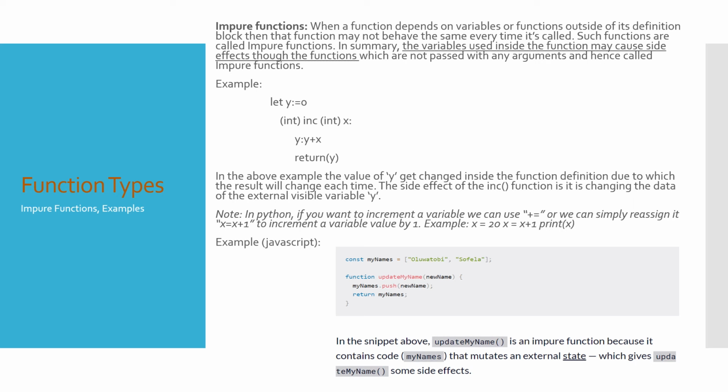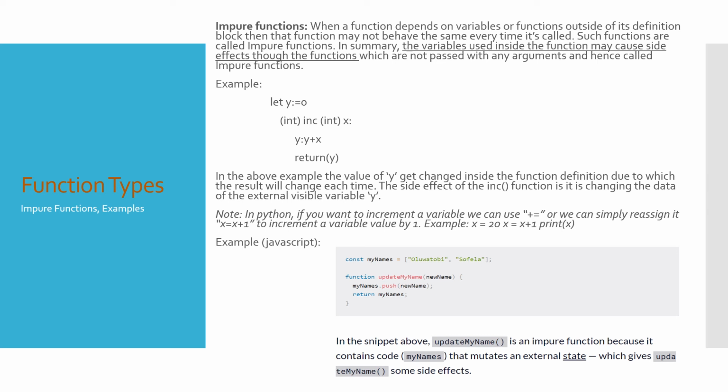So in this case, it's a function of update my name. Again, the new name you can see very clearly. The my names has been declared outside the function. It contains my names that mutates an external state, which gives update my name some side effects. So what does that mean? They're saying because it's declared outside the function, there is no control on the values of my names. If there could be any changes, it will immediately impact the behavior or the output of the function in this particular example, and hence it's called an impure function.